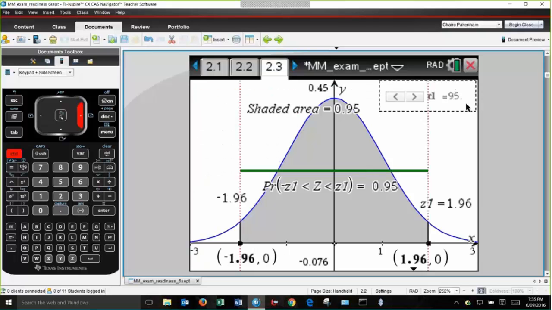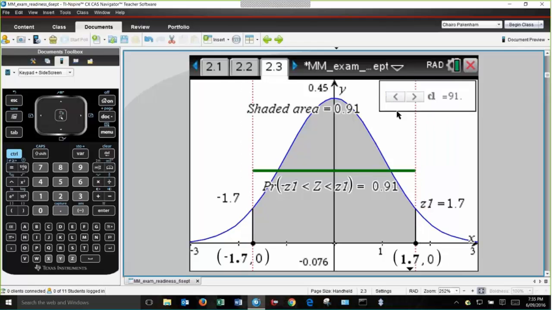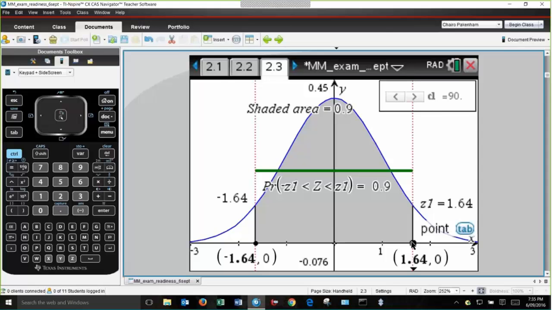If we have a 95% confidence interval, the Z value is the value such that we have 95% in the middle and 2.5% at each tail. For a 90% confidence interval, the corresponding Z value is about 1.64, so you've got 90% in the middle and about 5% each side.